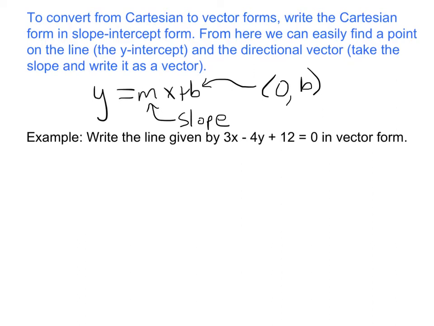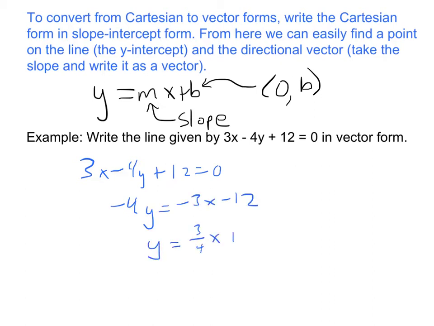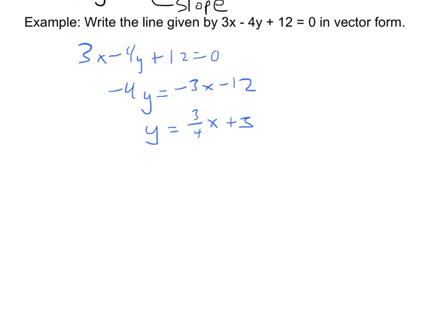Right? So if we start with 3x minus 4y plus 12 equals 0, we can start rearranging this. This is negative 4y equals negative 3x minus 12. That means y is 3/4 x plus 3. So now that I'm looking at this thing in this form, I can tell that my slope is 3/4 and my point is 0, 3.